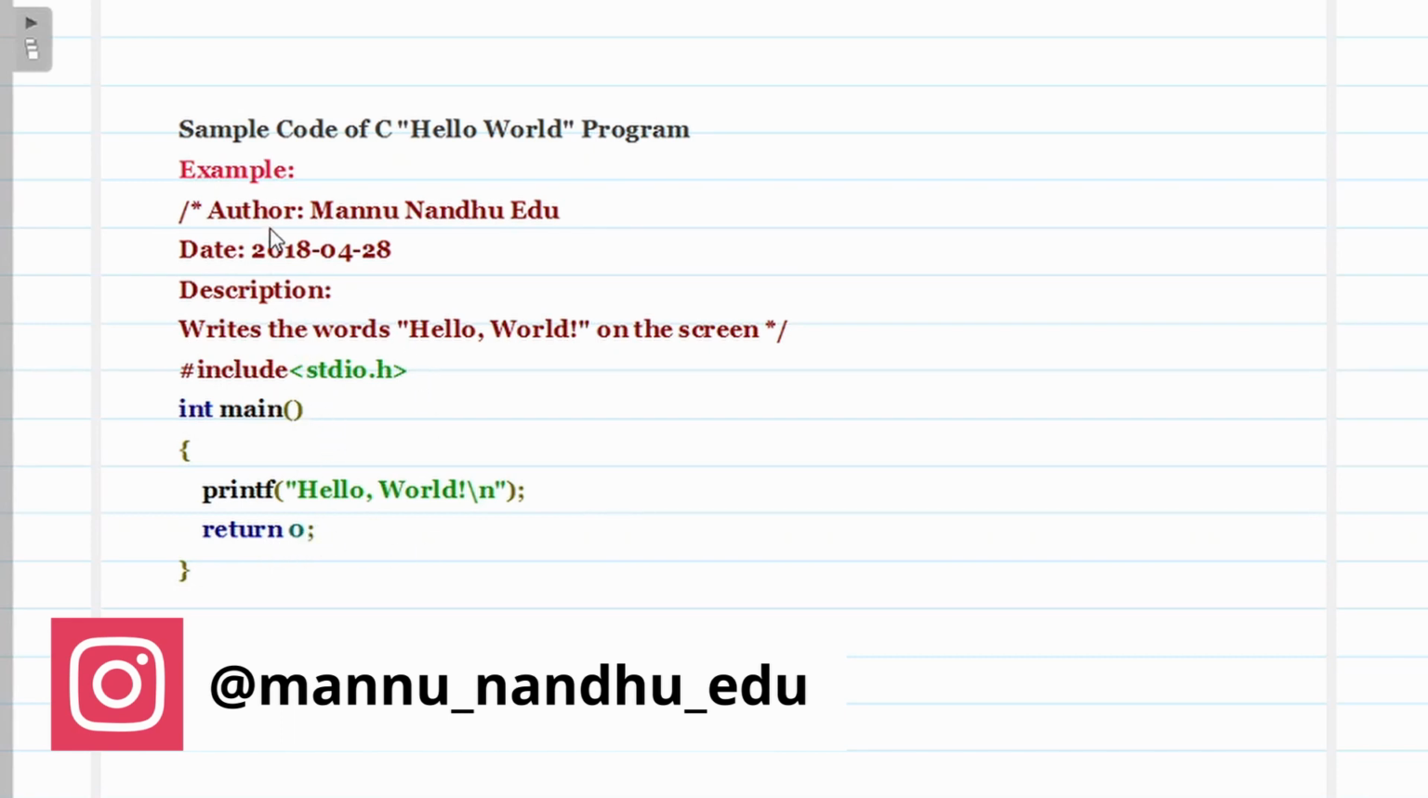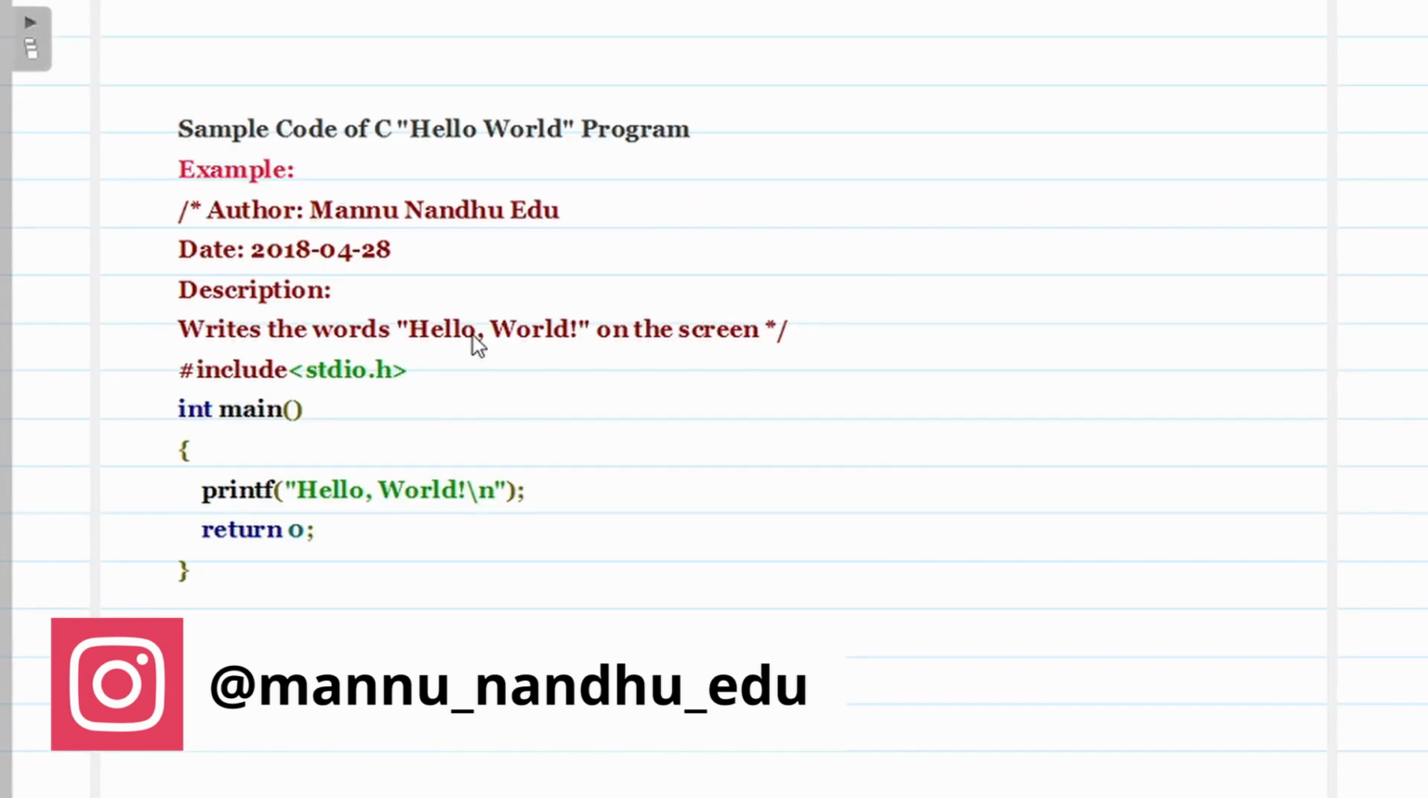In this video, we will see the usage of a comment line, then this line, and the purpose for which we are using int main, printf, and return 0. What is the usage of these keywords in the program? Let's see that. The output of this program is just to print hello world.